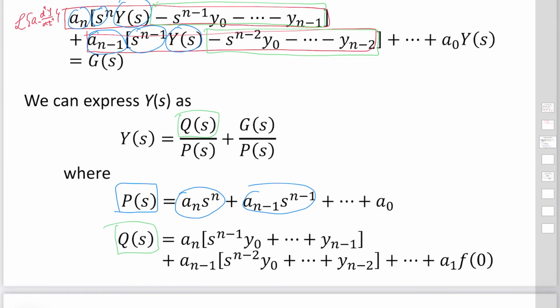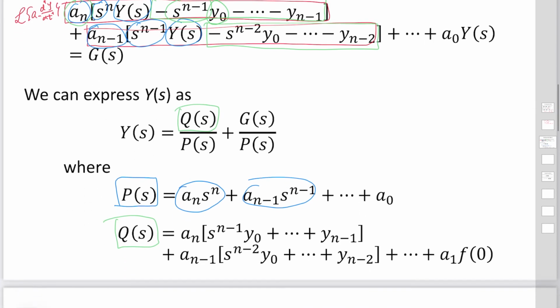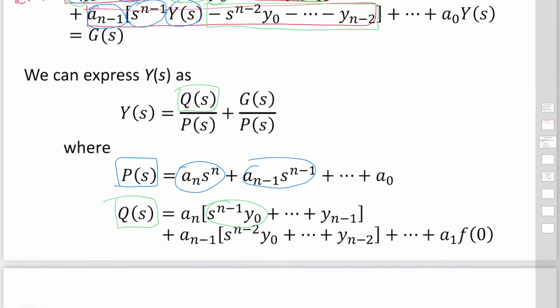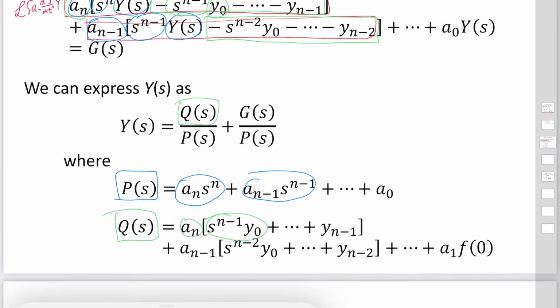So a sub n, s to the n minus 1, y sub 0 comes from this term, and this corresponds to these terms. Then you collect all the terms to produce the capital Q, and divided by the capital P, you obtain the equation for Y: Y equals Q over P plus G over P.